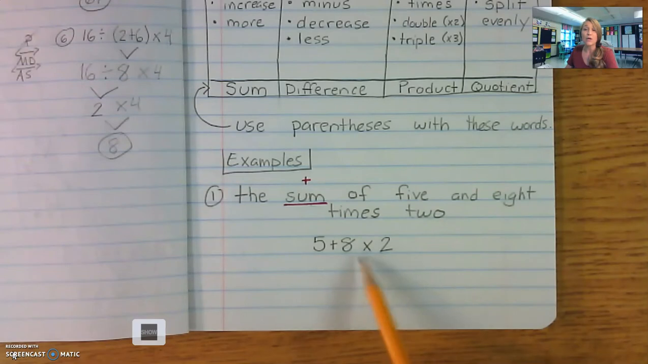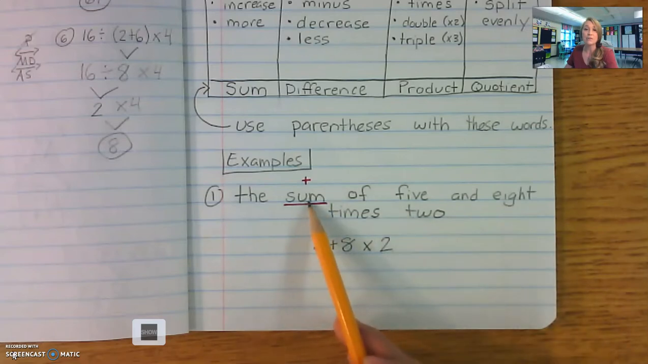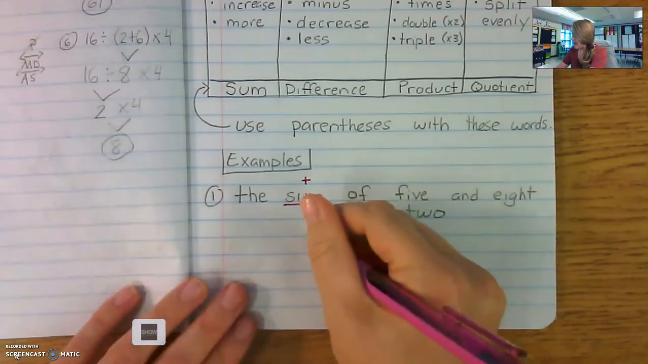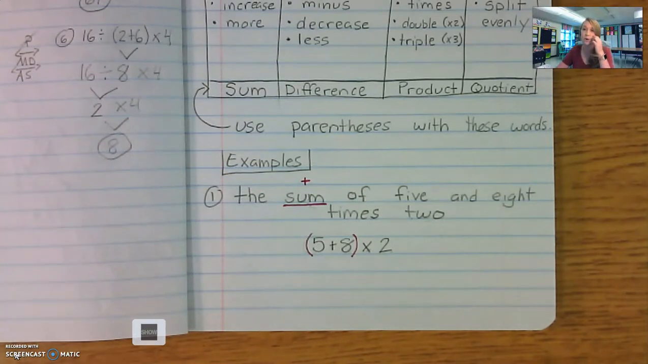In this problem, using the order of operations, what would I have to do first? Yeah, I would have to multiply 8 times 2. That is not what this problem is saying. It says find the answer to the addition problem, then multiply by 2. So the only way for us to do addition before multiplication is if we add in our parentheses. The parentheses make this problem complete. Notice I used my pen to make the parentheses. Because sum says put this addition problem, 5 and 8, inside parentheses so it comes first. Does that make sense?